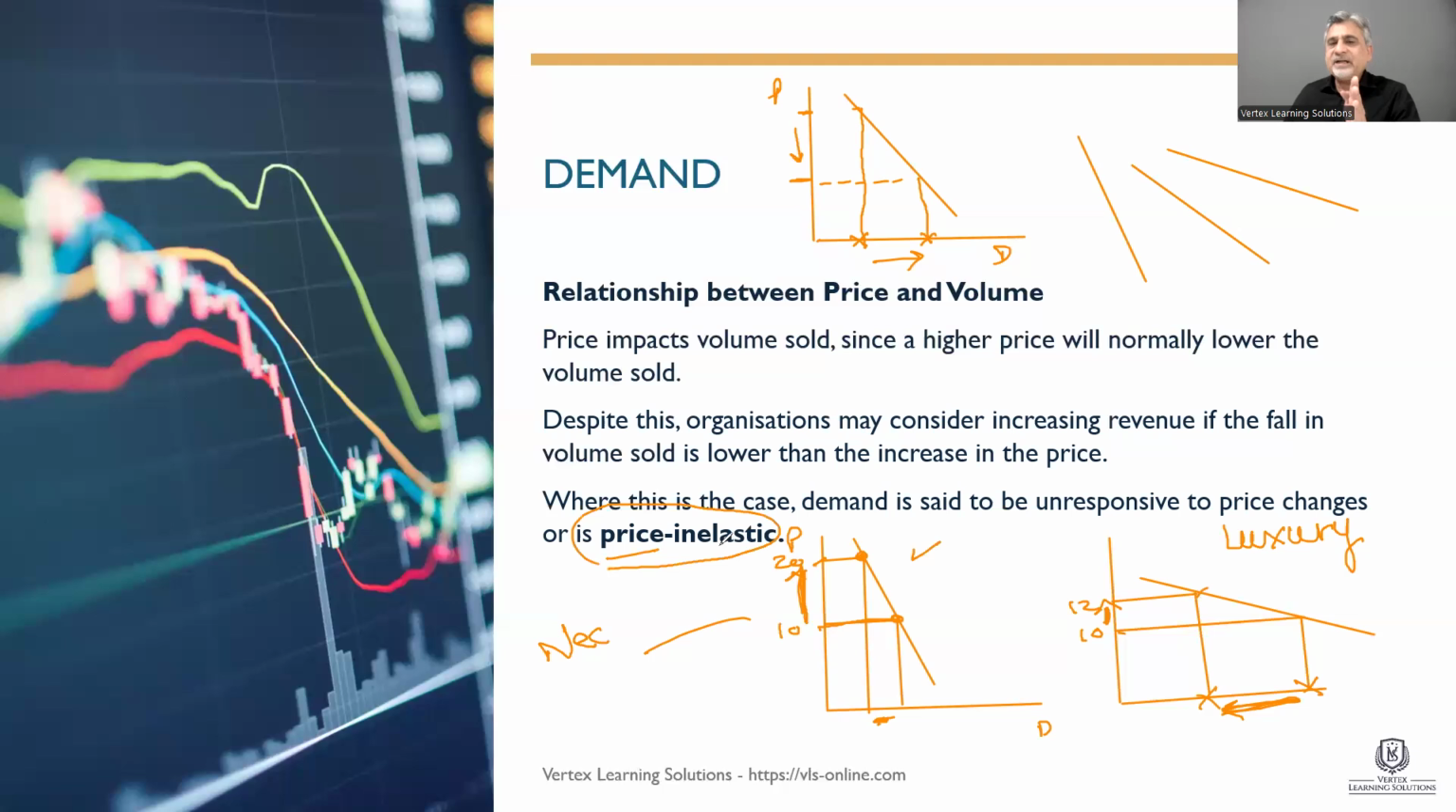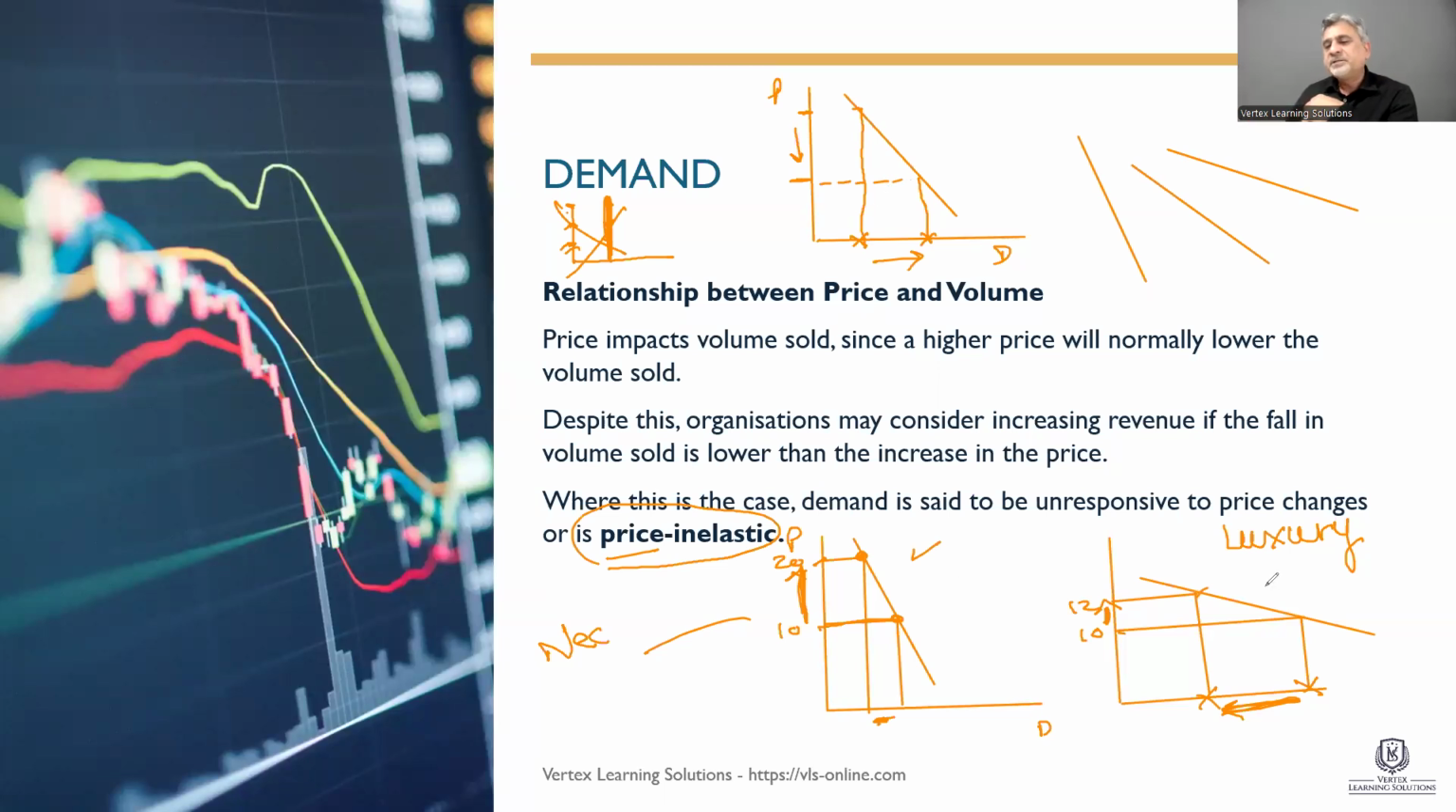If I use the word inelastic, it means there is absolutely no change. This is also possible. For example, you have a curve like this. Here, price is this much, demand is still this; price goes up, demand stays there. This is called perfectly inelastic. So price and demand have no connection. Whatever the price is, demand will remain there. So we are not talking about this one. We talk about relatively elastic and relatively inelastic.